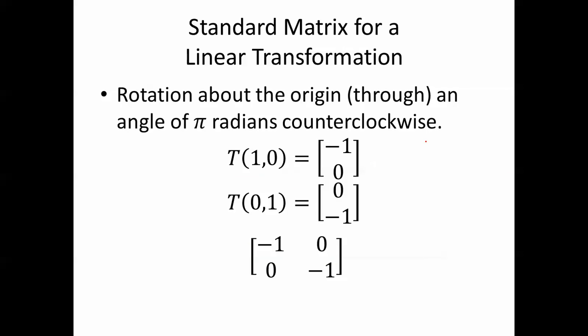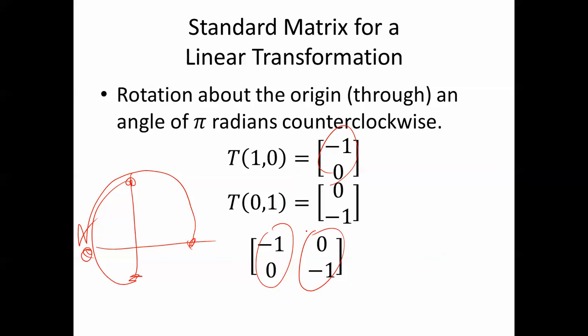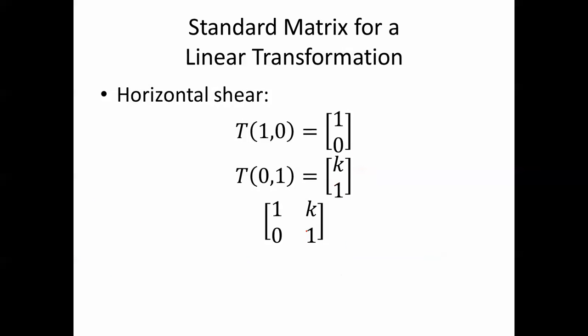Rotation about the origin through an angle of pi radians counterclockwise. Okay, if you start off at this point, (1, 0), and you rotate it pi radians, you'll end up with (negative 1, 0). And in the same way, if you start off with this point, (0, 1), you'll end up with this point, (0, negative 1). So that's why we get this. That's the matrix for this linear transformation.